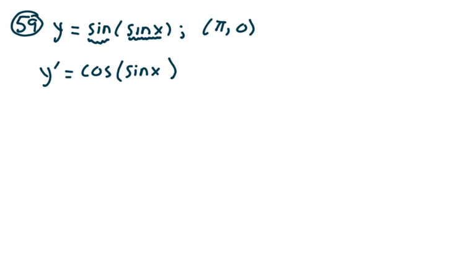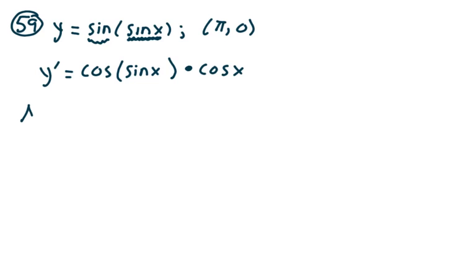And we're going to take this result and multiply by the derivative of the inside function. The inside function, again, is sine of x. The derivative of sine of x with respect to x is cosine of x. So I always like to think of this like peeling an onion. We work from the outside in when we take the derivative of a function like 59.